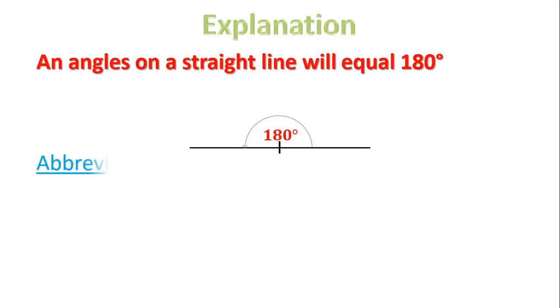Now the abbreviation for that is angles on a straight line. You might have seen the abbreviation adjacent angles on a straight line, also fine, but angles on a straight line is all you need. Let's put this into practice with some examples.